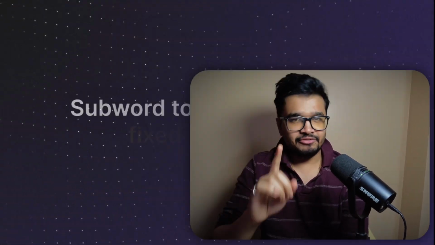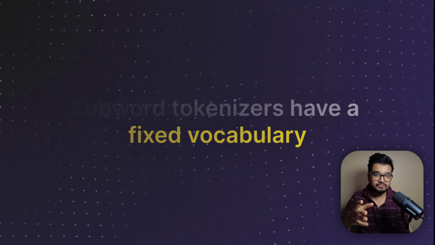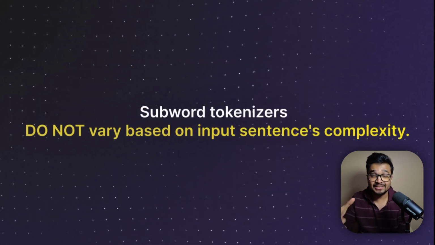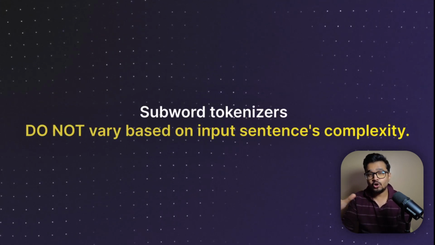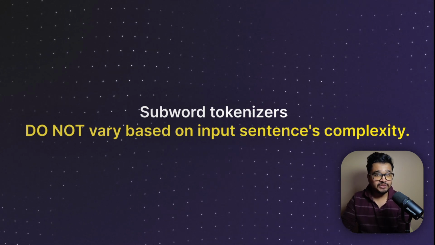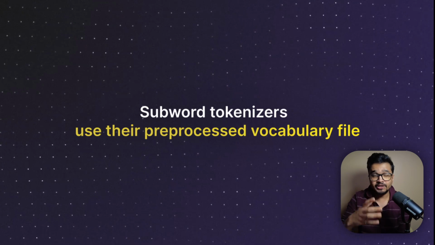So you might think, dude, patches are the same as subwords. Subwords are also a group of bytes, right? But there's a difference. The big deal is that the subword tokenizers learn a fixed vocabulary and they split up sentences based on that vocabulary. The tokenization in subword tokenizers does not depend on the complexity of the input sentences at all. It only depends on the preprocessed vocabulary file.